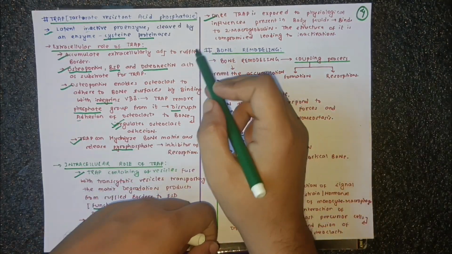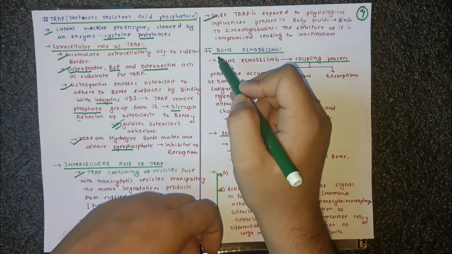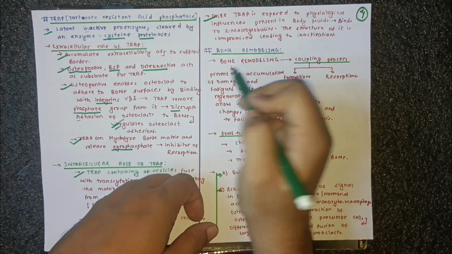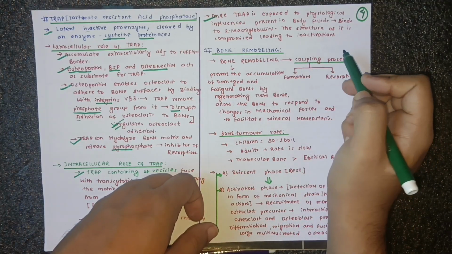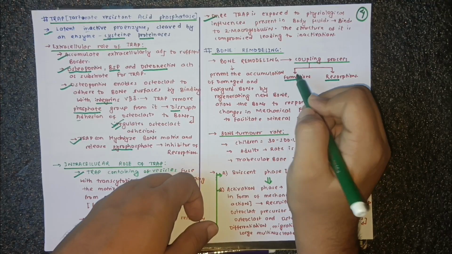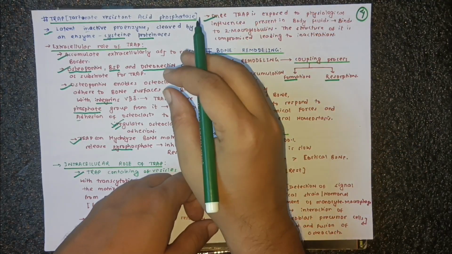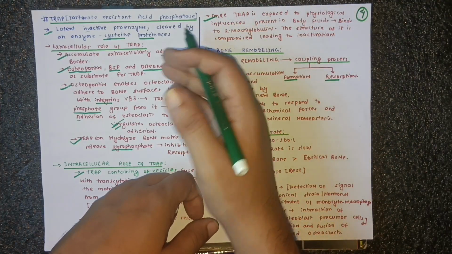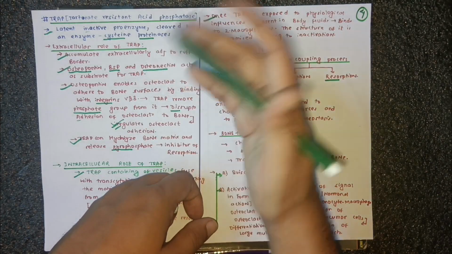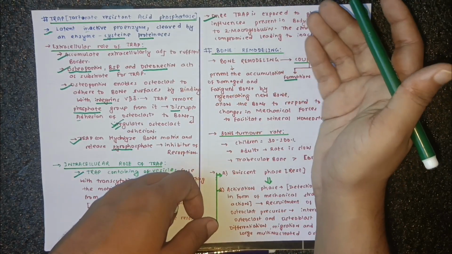Our last topic of this video is bone remodeling. Bone remodeling is a coupling process, the coupling of formation and resorption. Bone remodeling simply means there is formation of bone and also degradation of bone, and both are going on simultaneously. So that is the remodeling process.